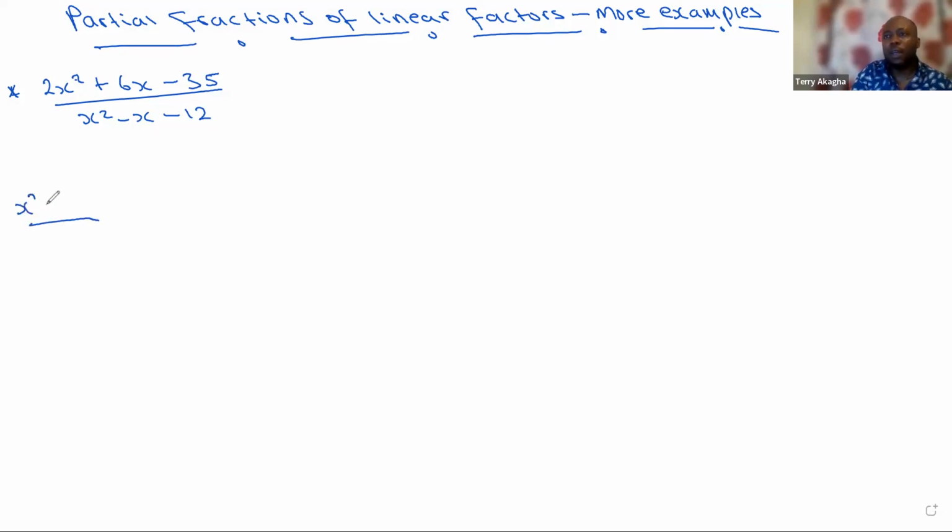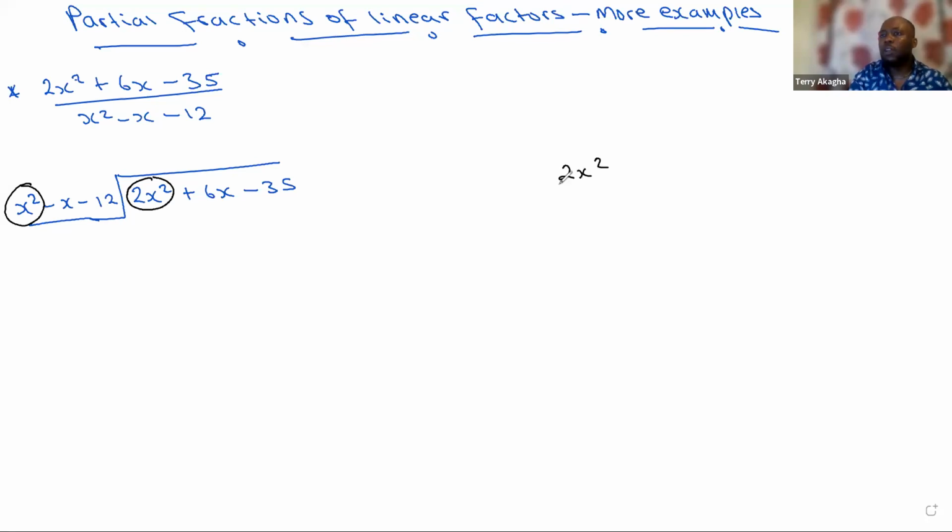I will assume that you've watched the video and you understand how to do long division. As usual, you only use the first term, so this term divided by this. We have 2x squared divided by x squared, and that will give you 2. So you put 2 in here. 2 times x squared minus x minus 12 gives you 2x squared minus 2x minus 24. Then you subtract: 2x squared minus 2x squared gives you 0.